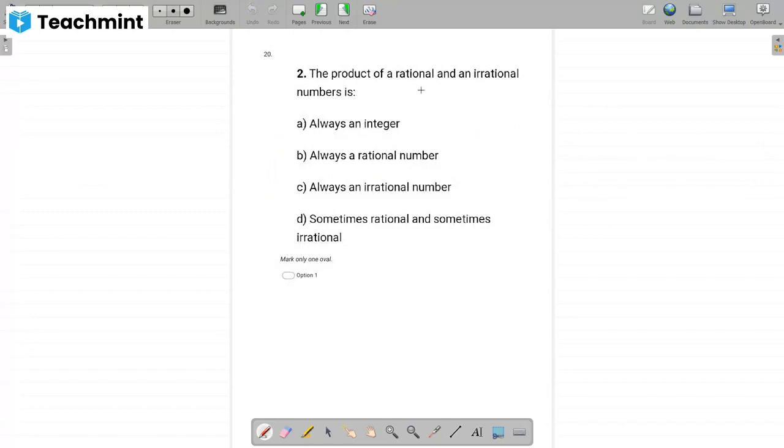Next is the product of a rational and an irrational number. This you already know. The product of a rational and an irrational number is sometimes rational and sometimes irrational. Can you give me one example? We can take one example. Suppose we take a rational number 2 and an irrational number root 3. So 2 root 3, is it rational or irrational? It's an irrational number. Okay.